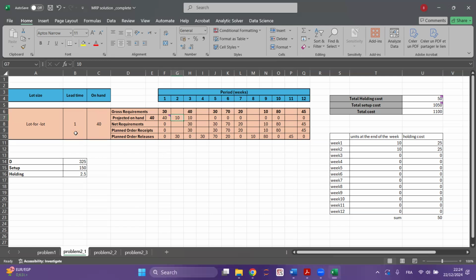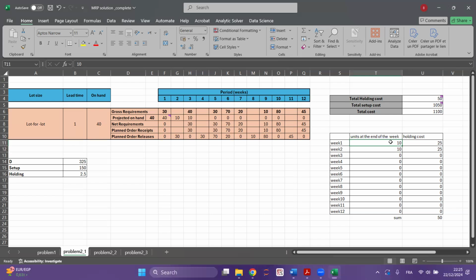The lead time here is 1, so we're going to have to place an order for week 3 here. In week 3, we need 40 units, and our net requirements would be 30 since we have 10 units from the previous weeks. Okay, so the rest of the calculations are nothing new. And now we have to calculate the total holding costs and the total setup costs to get the total cost. So this is not as tricky. It's very clear.